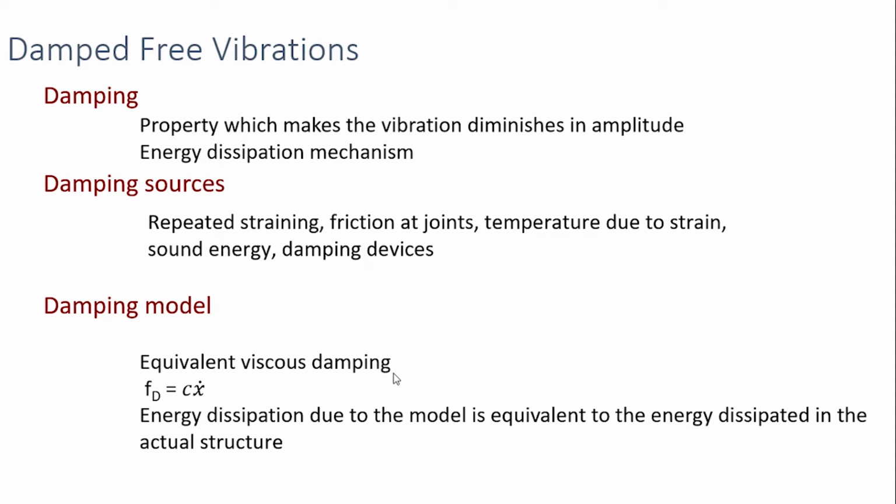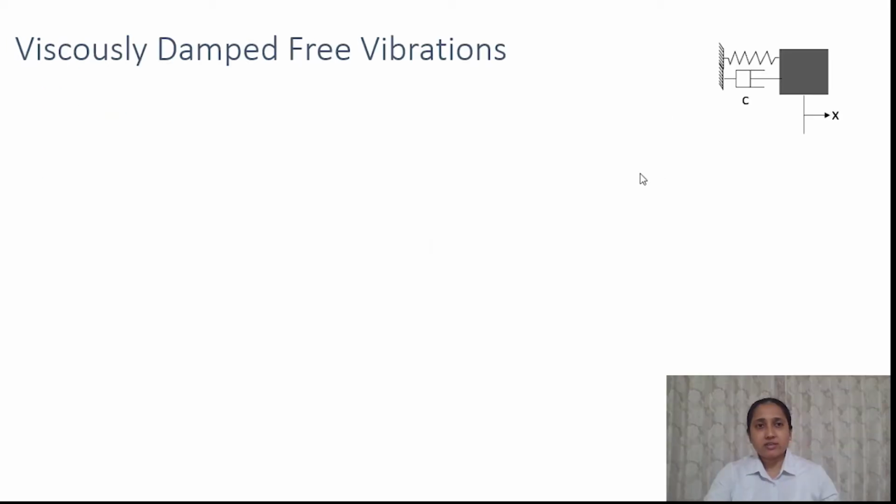In viscous damping, it is assumed that the damping force is proportional to the velocity of the structure. So the damping force can be calculated as c, which is a damping coefficient, multiplied by the velocity. The energy dissipation due to the model, represented like this, is equivalent to the energy dissipated in the actual structure. Now let's look at viscously damped free vibrations.